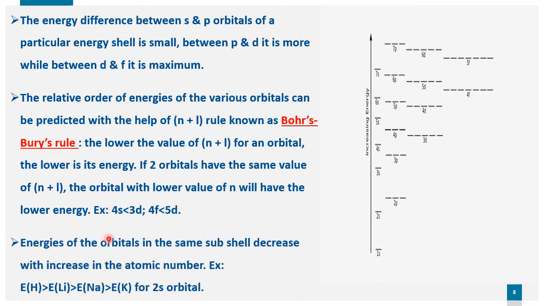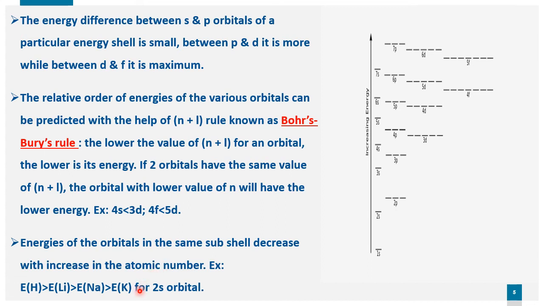Energies of the orbitals in the same subshell decrease with increase in the atomic number. That means now we will take the example of a 2s orbital in hydrogen, 2s orbital in lithium, 2s orbital in Na, 2s orbital in K. In hydrogen, only one electron, that is 1s, next is 2s only. Whereas in lithium, first 1s comes, then 2s is filled. But in hydrogen, 2s is empty. Whereas in Na, after 2s, many orbitals are there. Potassium still, after 2s, many atomic orbitals are there.